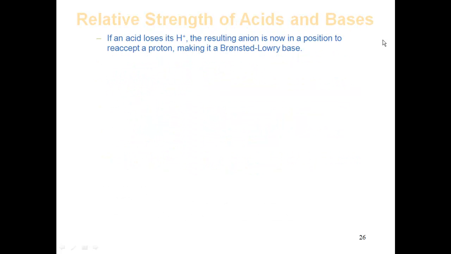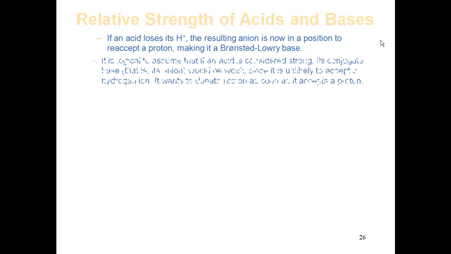Now, if an acid loses its proton, its resulting anion is now in position to reaccept the proton, making it a Bronsted-Lowry base. It's logical then to assume that if an acid is considered strong, its conjugate base, that is, that anion, would be weak, since it's unlikely to accept that hydrogen ion. It wants to donate that proton as soon as it accepts a proton.